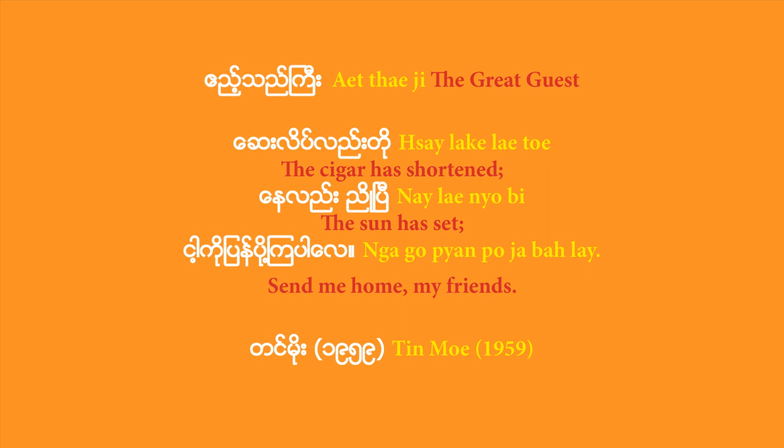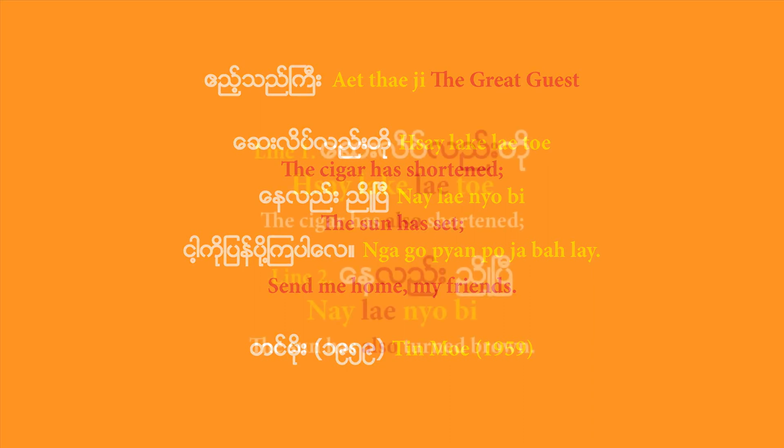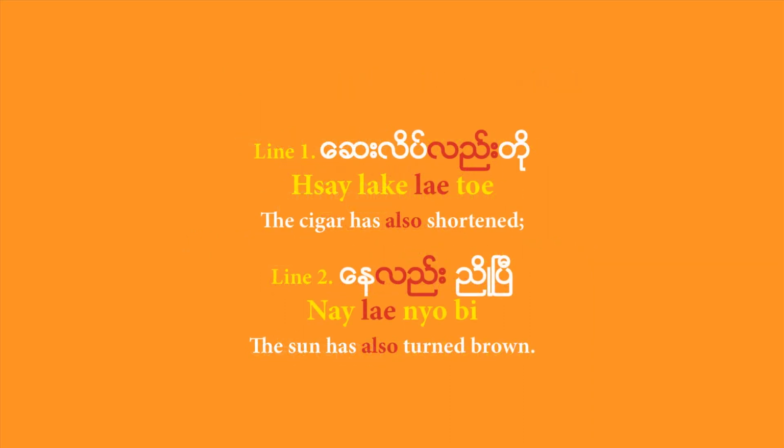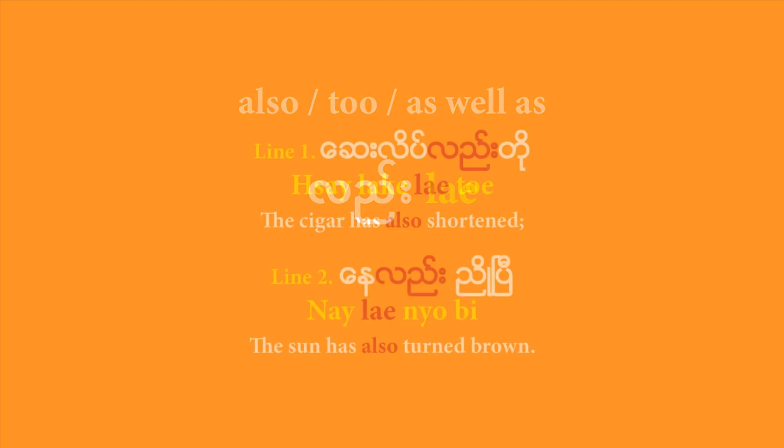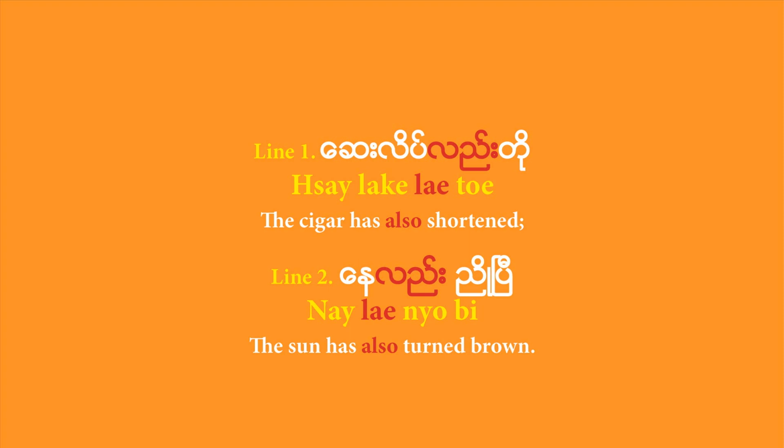Let's take a closer look at the use of the particle le that appears in the first and the second line. The poet wrote, Sele leto ne le nyobi. The word le is the Burmese particle for also, to, or as well as. It can be used to call attention to things that have something in common. In this case, both the fact that the cigarette has burned to a short end and the sun has turned brown suggests it is getting late. More literally, the two lines might be translated as the cigarette has also shortened, the sun has also turned brown.